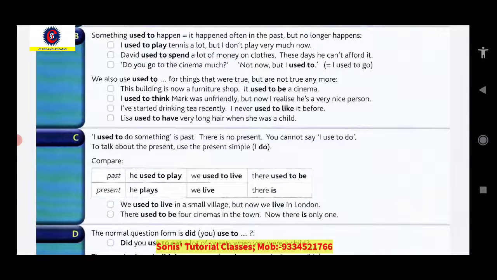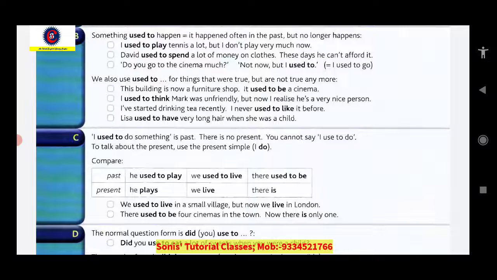Something used to happen. It means it happened often in the past, but it doesn't happen anymore. I used to play tennis a lot, but I don't play very much now. David used to spend a lot of money on clothes, but these days he can't afford it. Do you go to the cinema much? Not now, but I used to.